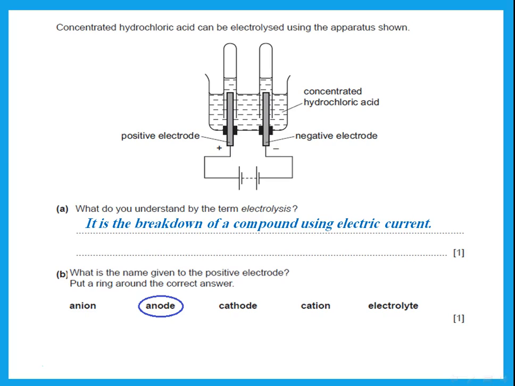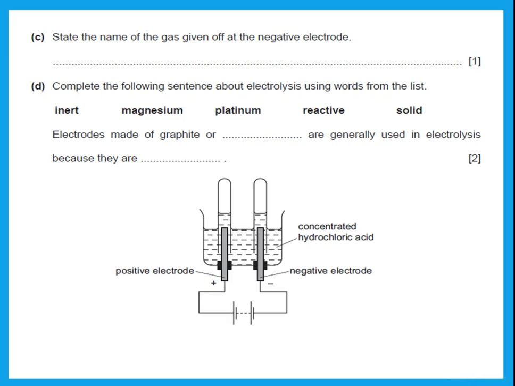Okay, what is he doing here? He's doing concentrated hydrochloric acid. So which one goes to the negative? What do we have in concentrated hydrochloric acid? We have H plus, Cl minus, H plus, OH minus. So it is the positive ion that goes to the negative, and the only positive ion that we have in here is hydrogen.